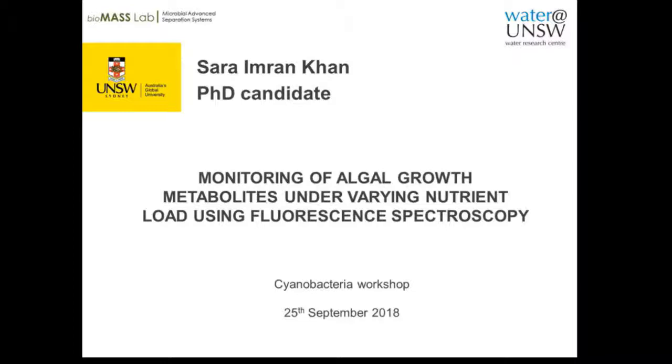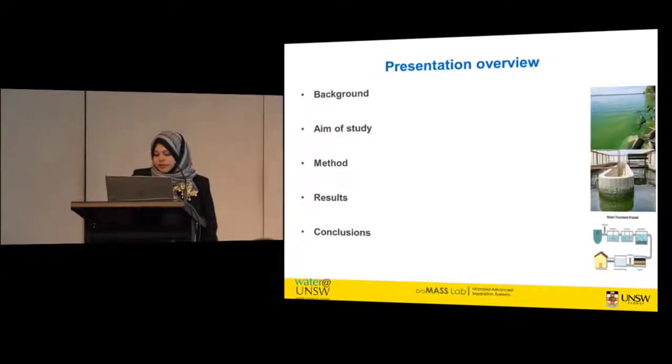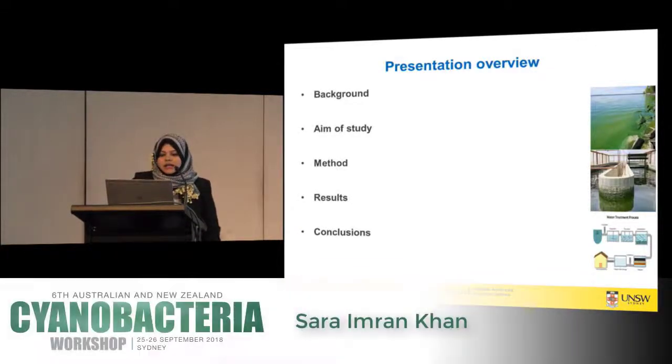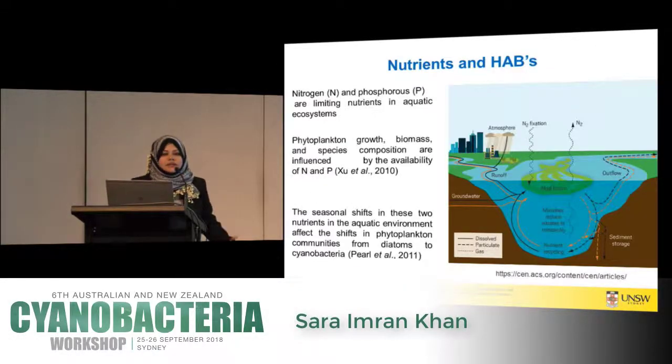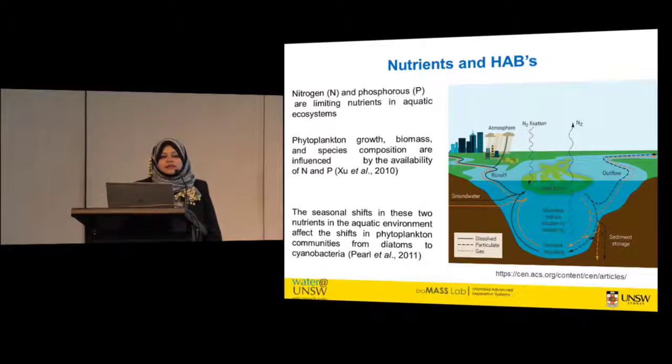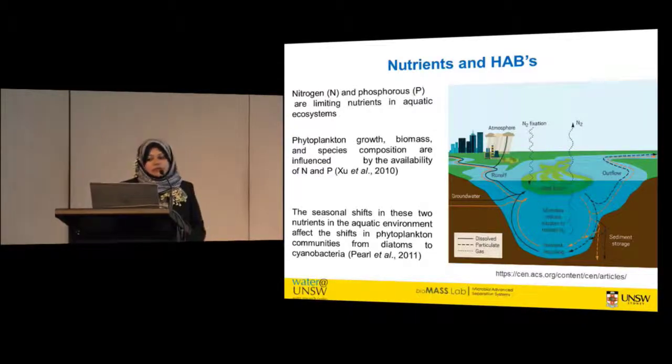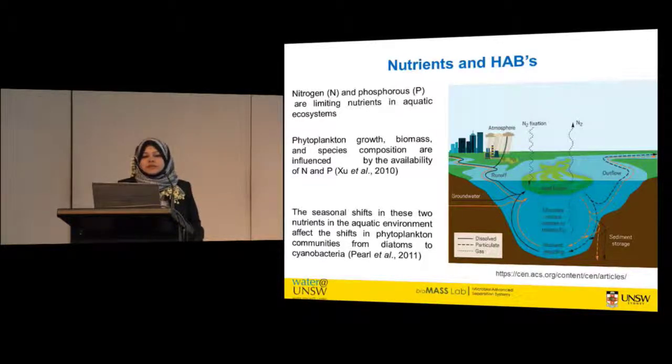Hi everyone. Thanks Lisa for the introduction. So this is just a brief overview of my presentation. As we know, the synergistic effect of different environmental parameters basically leads to cyanobacterial blooms. These parameters are mainly the fluctuation or availability of nutrients, light, temperature, grazing, and also turbidity and water buoyancy. A lot of work has been done on the availability of these nutrients.